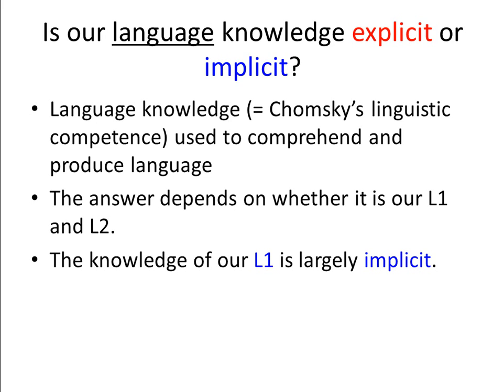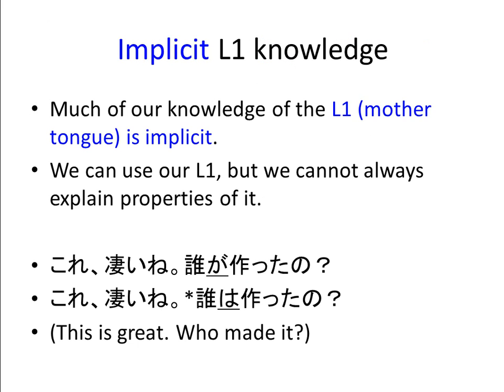And so the question is whether our language knowledge is explicit or implicit. The answer to this question depends on whether we are talking about our first language or our second language. And the answer for our first language is clear. The knowledge of our first language is largely implicit. It is implicit, definitely. So much of our knowledge of the L1 or mother tongue is implicit. We can use our L1, but we cannot always explain properties of our L1.